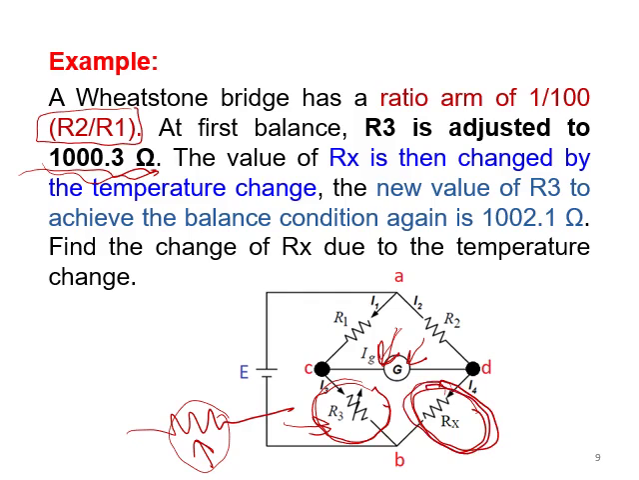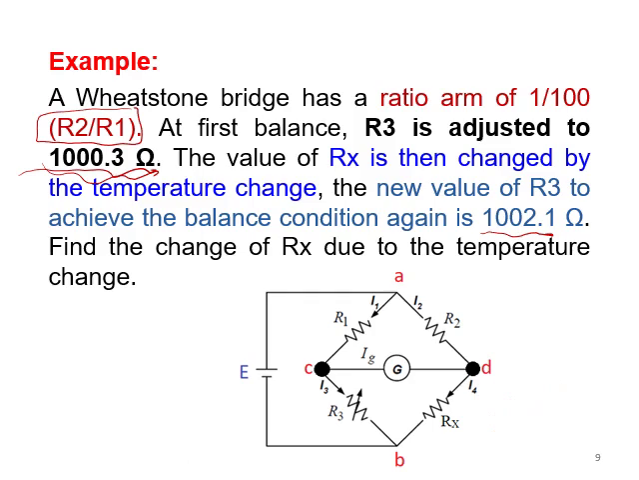So what will happen if Rx changes? Once it's changed, the bridge will lose its balance. That means we will get current flowing in Ig. So he's saying Rx changes by the temperature change. Now the new value for R3 to achieve the balance condition again is 1002.1. That means when we get this resistance change, the current will start flowing to the galvanometer.